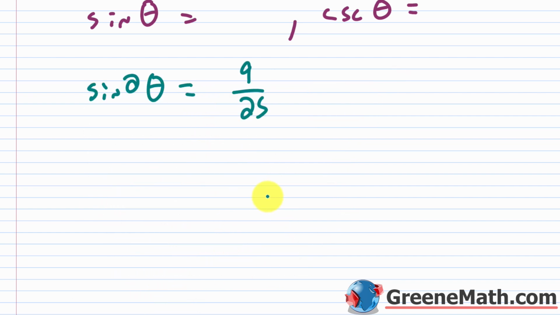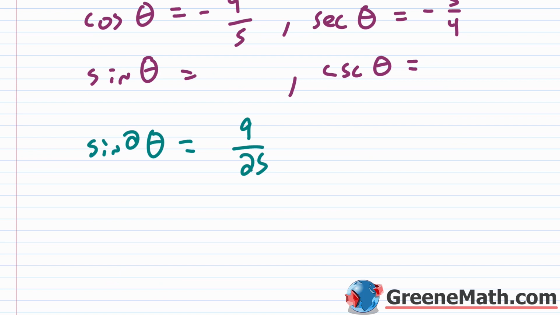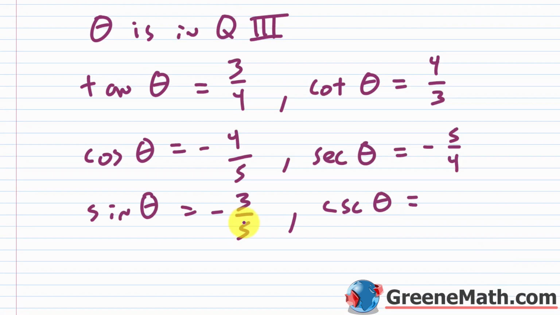And we know that, again, we're in quadrant 3. So in quadrant 3, we know that sine and cosecant are both going to be negative. For the next step, I'm going to use my square root property. I'll say that the sine of theta is equal to the negative, because I'm in quadrant 3, of the square root of 9 over 25. The square root of 9 is 3, the square root of 25 is 5, so with the negative, this is negative 3/5. So the sine of theta is negative 3/5. If I want the cosecant of theta, I just find the reciprocal of this, so this is negative 5/3.